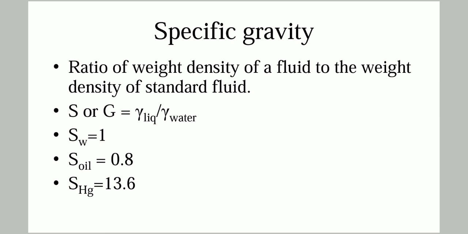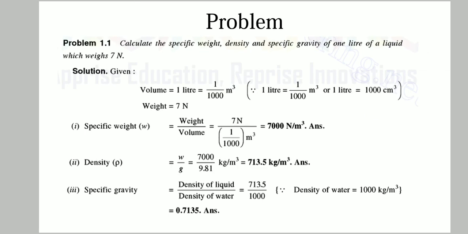Specific gravity. Specific gravity is the ratio of weight density of any fluid to the weight density of a standard fluid. Specifically in case of liquids, it is water. So it is gamma liquid by gamma water, and specific gravity of water is 1. Since the standard fluid is water and the numerator is also water, it is 1, and most of the oils have a specific gravity of 0.8. Specific gravity of mercury is 13.6.